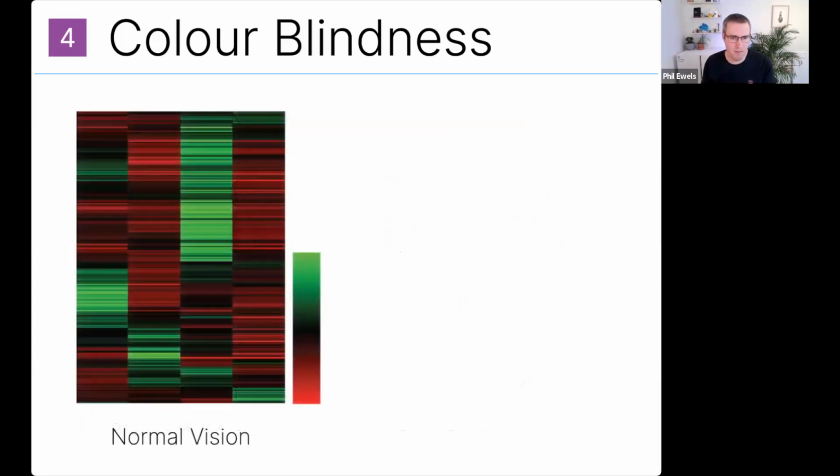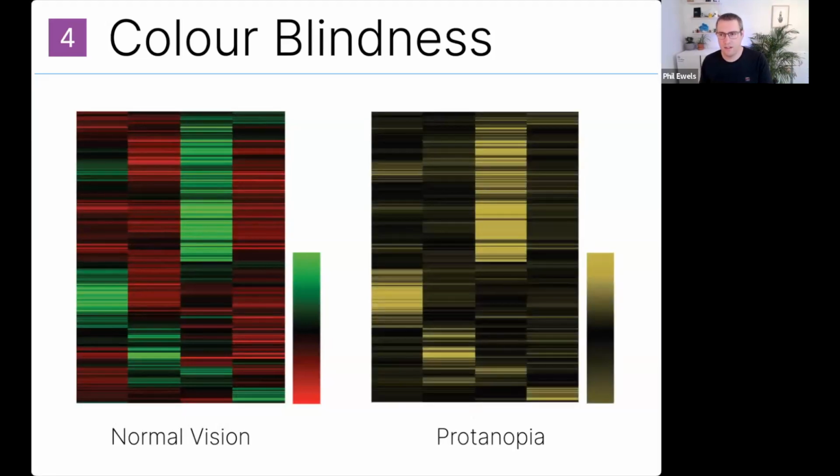This is a heat map. This is more from my domain, but I don't know if you use these kinds of plots as well. Classically used is a red-green color scale in heat maps. Now, if you have protanopia, which is the most common form of color blindness, what you see is this.